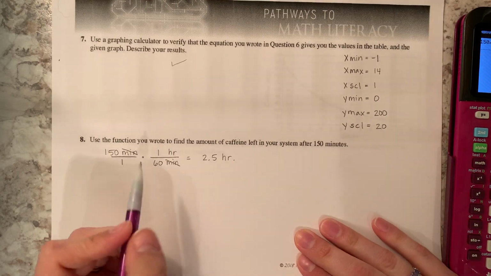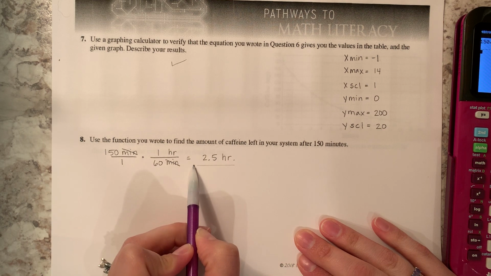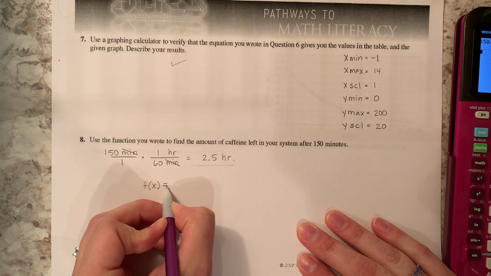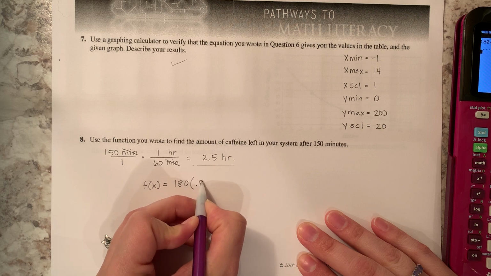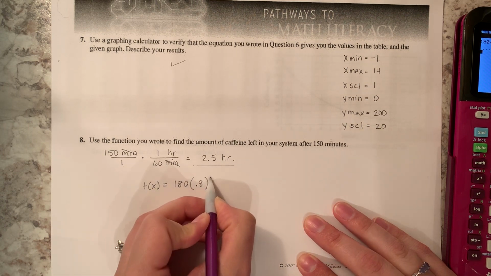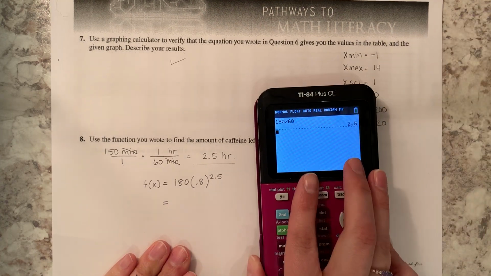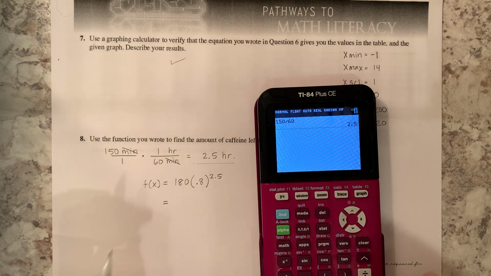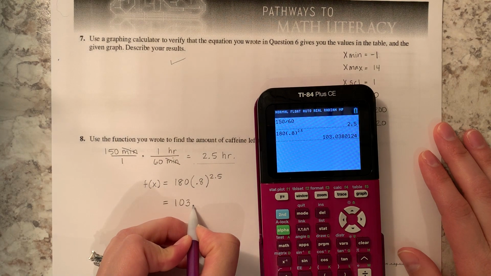Okay. Now it wants me to figure out how much caffeine is left in our system after 2.5 hours. So I'm going to take my equation that we created. We started with 180 milligrams. My multiplication factor was 0.8, and I'm raising it to the 2.5 power. So I have 180 times 0.8 to the 2.5, and I get 103, let's see.